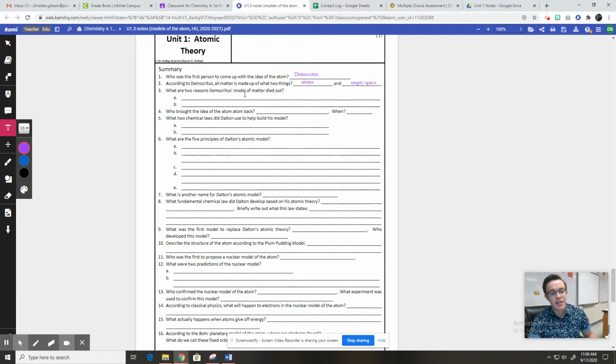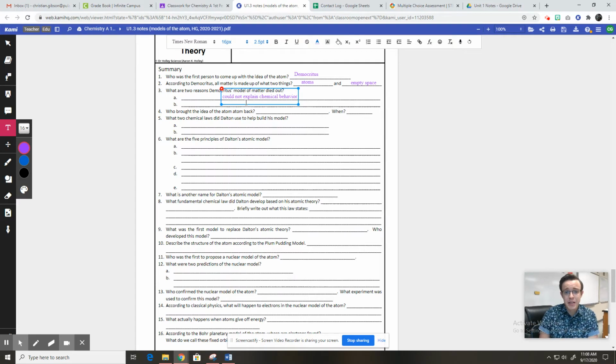So what are the 2 basic reasons that this model died out? Okay, so his model didn't last very long. The Greeks didn't really pick up on this and run with it. Well, one main reason is he could not explain chemical behavior. He didn't have an understanding of chemistry. There wasn't chemistry back then. There was alchemy, which was like a mix of chemistry and a little bit of magic, I guess. So he didn't have a science background.